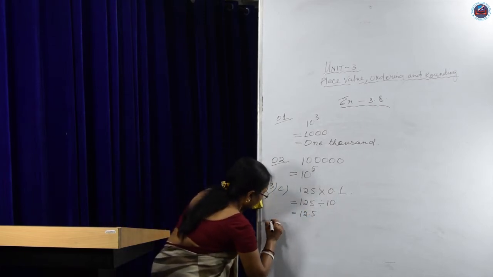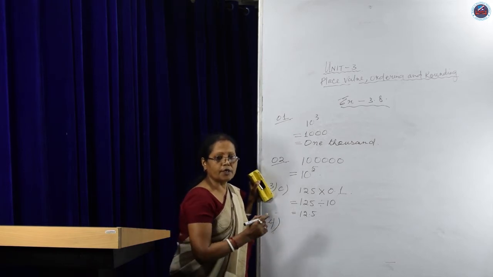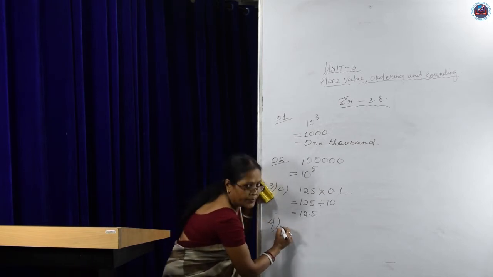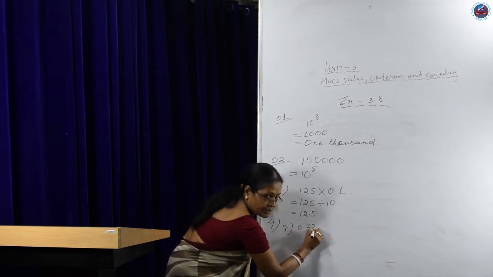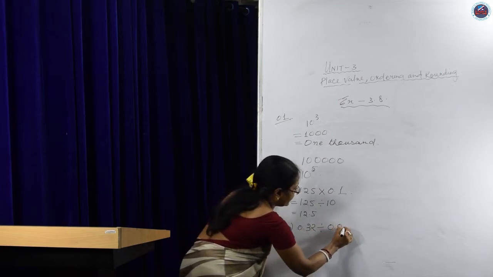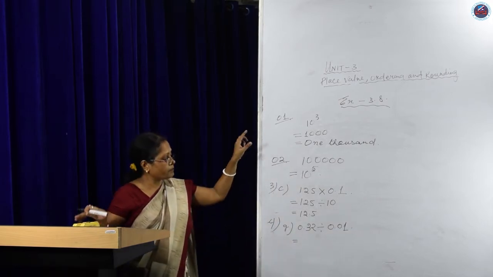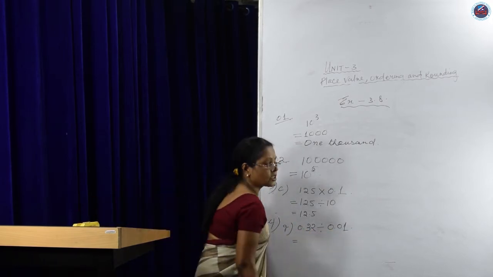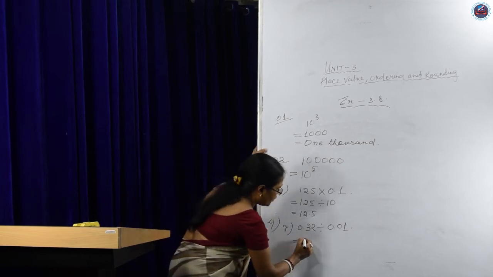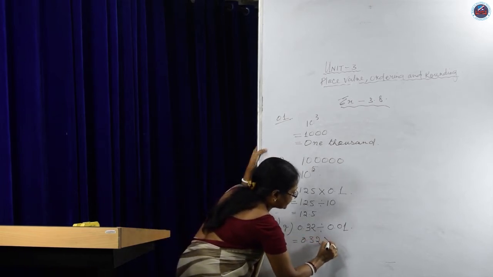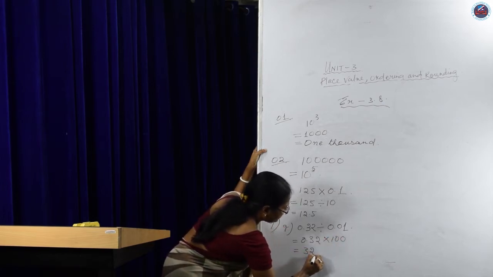And in question number 4, you have to work this out, and the sum of question number G is 0.32, and you have to divide it by 0.01. So I've already explained, dividing by 0.01 is similar to multiplying by 100. So 0.32 multiplied by 100, then it becomes 32.